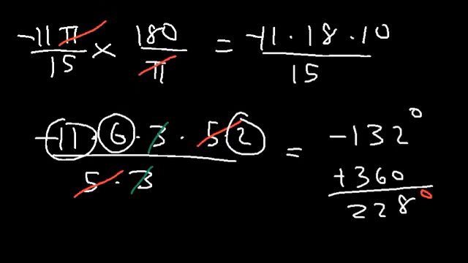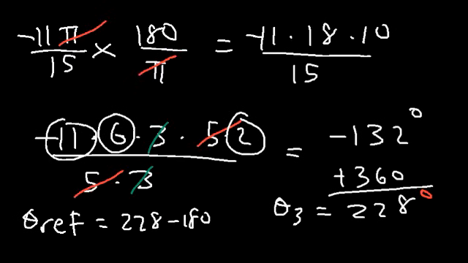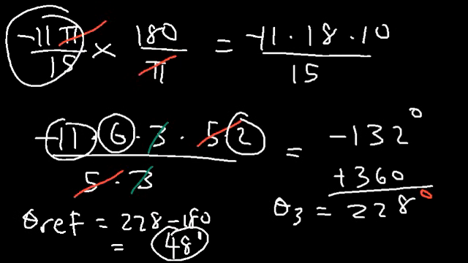Now 228 is an angle in quadrant 3. So to find a reference angle, it's going to be the angle in quadrant 3, 228 minus 180, which is 48. So 48 is the reference angle. Now, since we started with an angle in radians, we probably want our final answer to be in radians. So let's convert 48 back into radians.